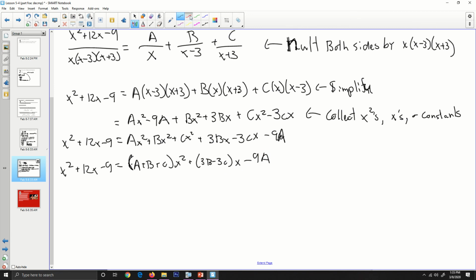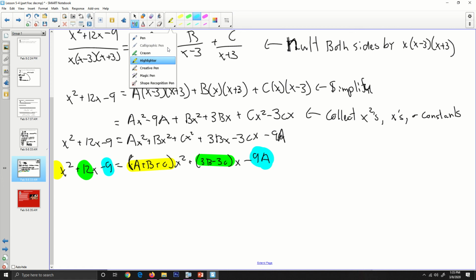So you'll notice, and I'm going to highlight this here. This right here corresponds to what's in front of the x squared. This value right here corresponds to what's in front of the x, and then this value here corresponds to my constant because it doesn't have any x. So I can set up a system of equations that fits that.